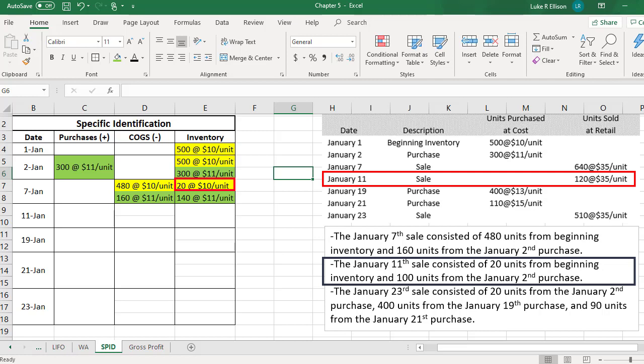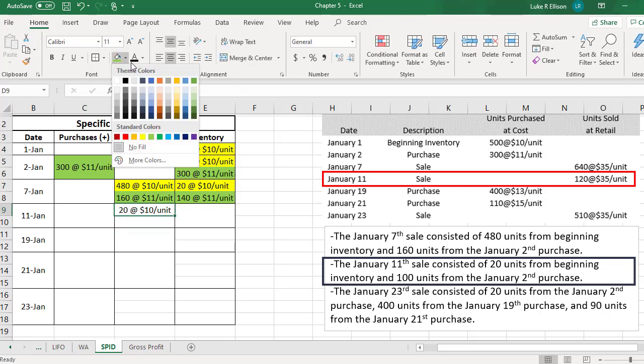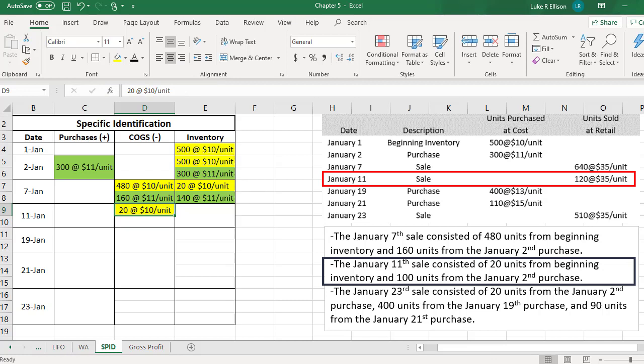Those are the yellow ones at $10 per unit. And 100 units from the January 2nd purchase. Those are the green units at $11 per unit.